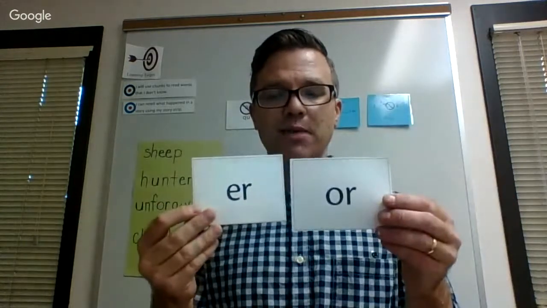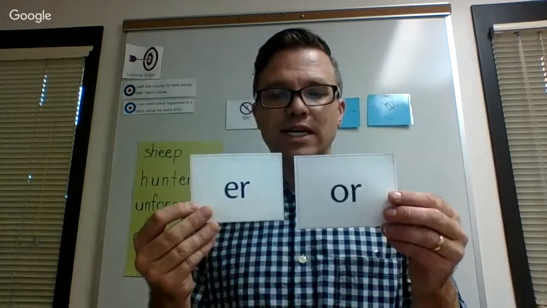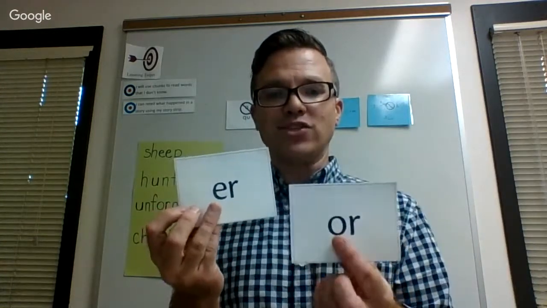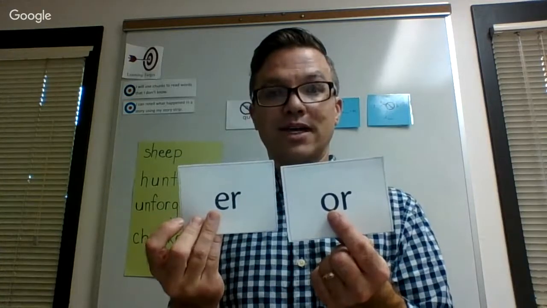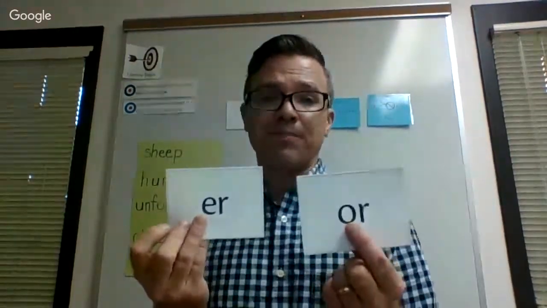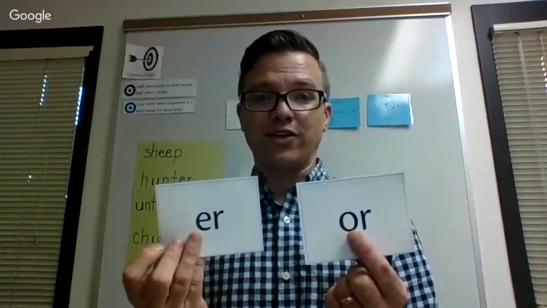Now look closely at both of these phonograms. Can you tell, is there a vowel or a consonant at the beginning of each of these phonograms? Vowel or consonant? It's a vowel. So these are vowel phonograms. But we have a new term we need to introduce.